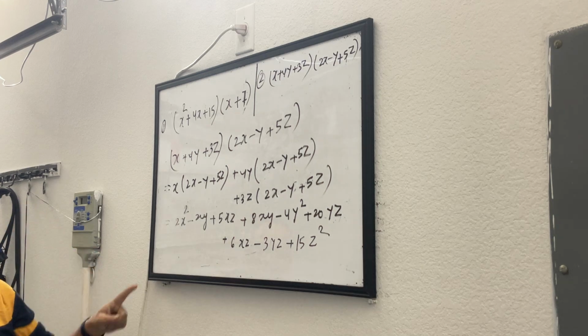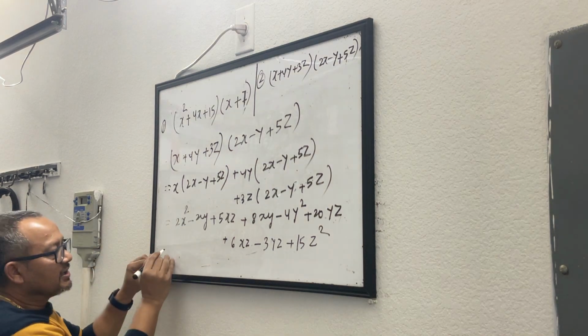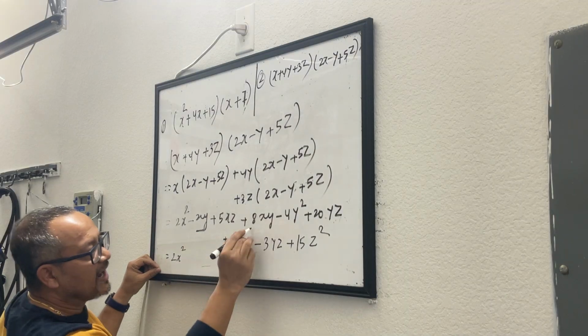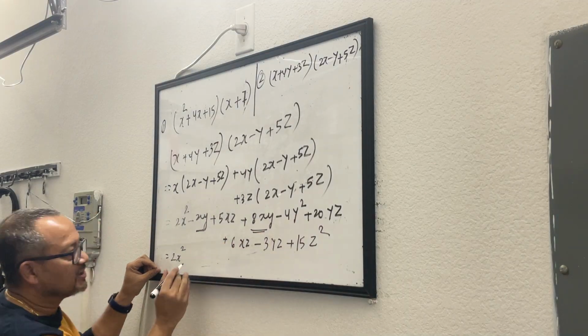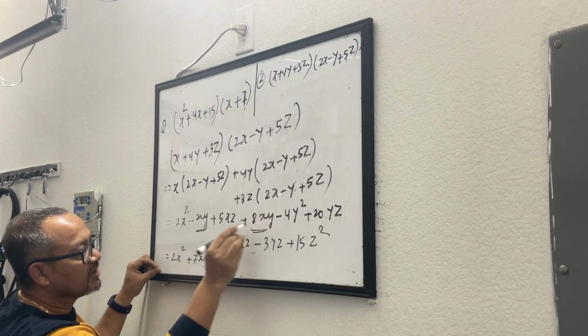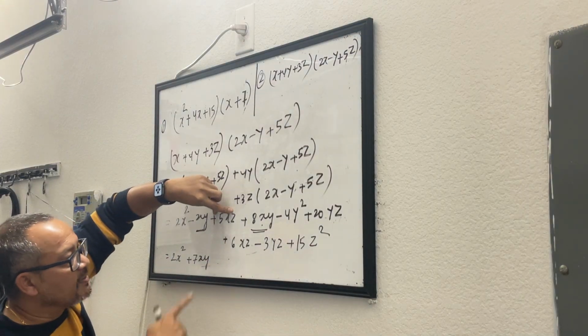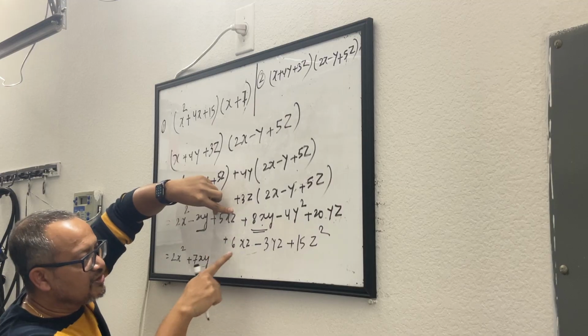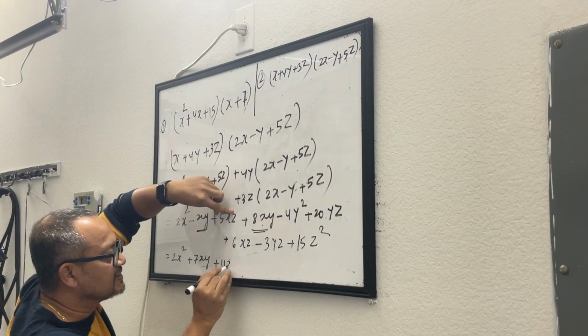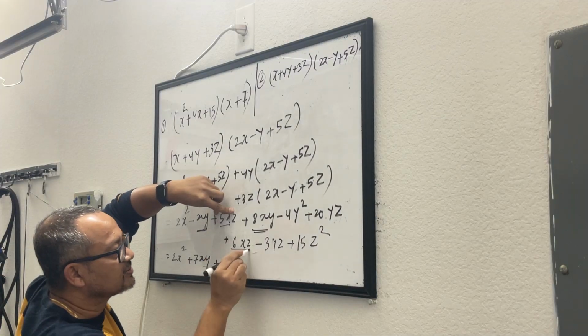Now look at this, you have something common here. This is 2x square, minus xy and 8xy positive. So this becomes plus 7xy. These two are done. Now xz, do you have a common xz? You have xz here, you have xz here. 5xz plus 6xz will give you 11xz. So this one is also done.